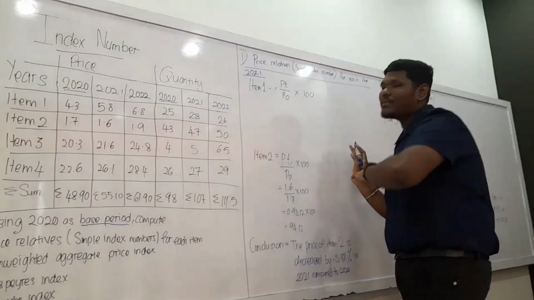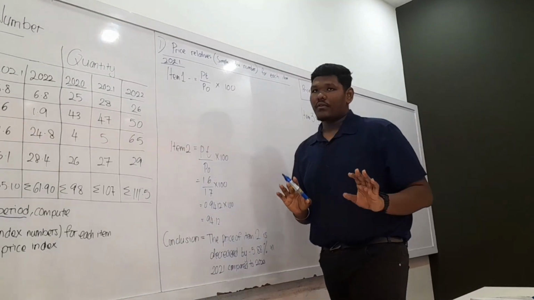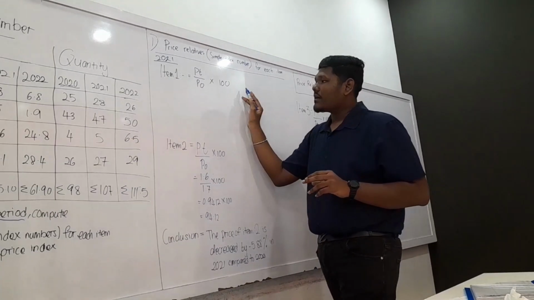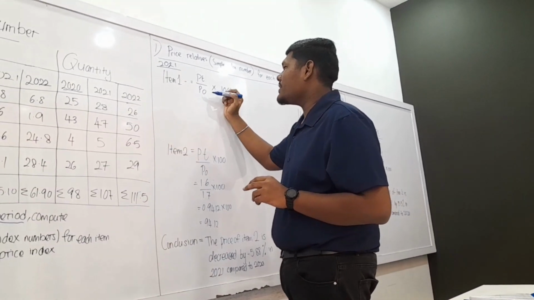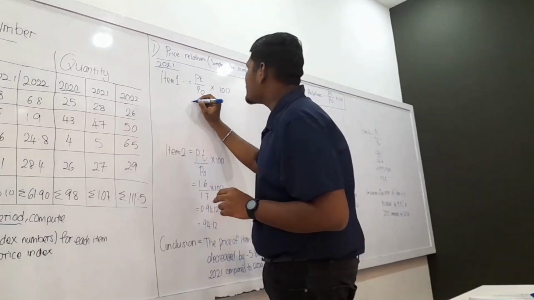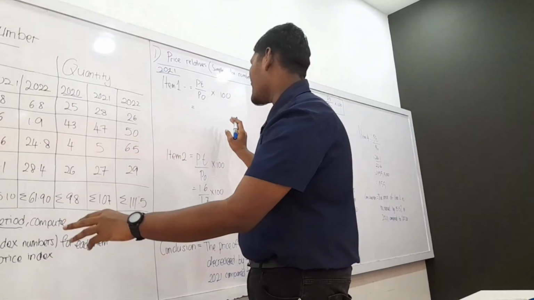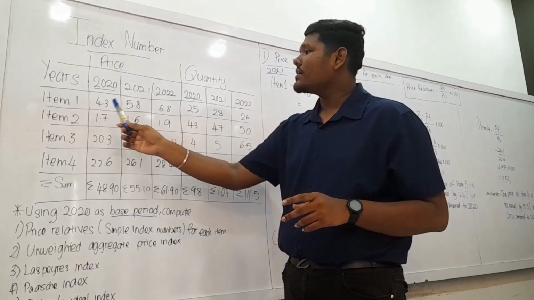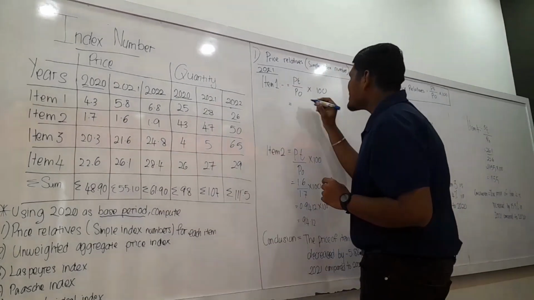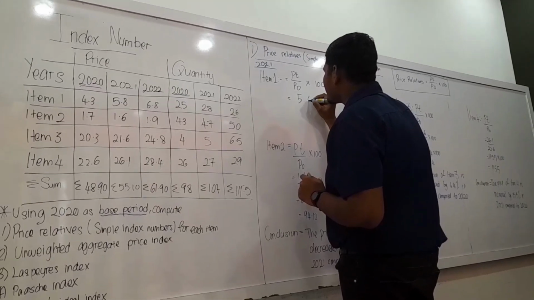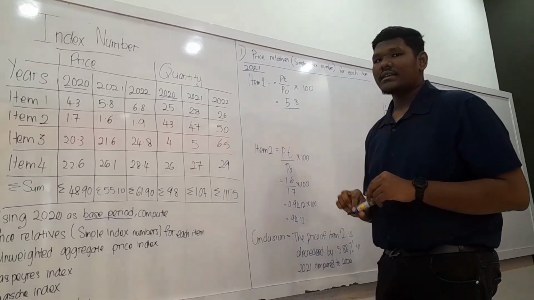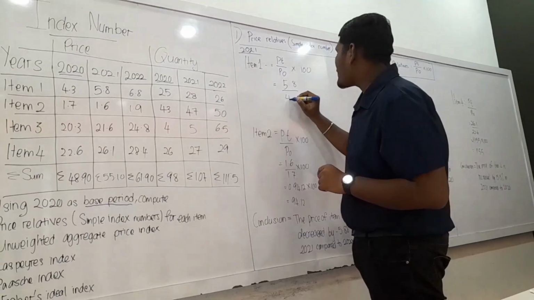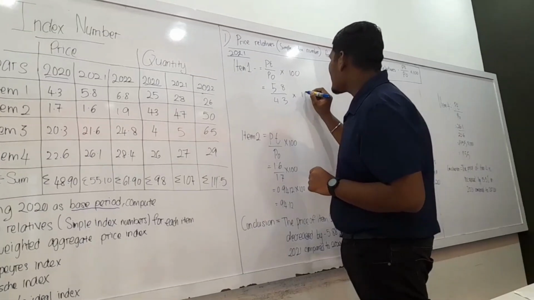Let's go back to the question. First, we do it for 2021. You have to write the formula here, which means Pt over P0 times 100. Pt stands for the current year, which means 2021. For item number 1, 2021, the price is 5.8, so let's write 5.8 over P0, which stands for the base year. The base year price is 4.3, and we write 4.3 times 100.